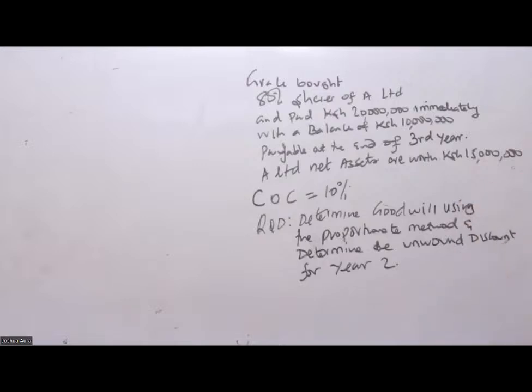They pay Kenya shillings 20 million immediately, with a balance of Kenya shillings 10 million payable at the end of the 3rd year. A Limited's net assets are worth Kenya shillings 15 million, and then they have given us the cost of capital, COC, which is 10%. So determine goodwill using the proportionate method and determine the unwound discount for year number 2.